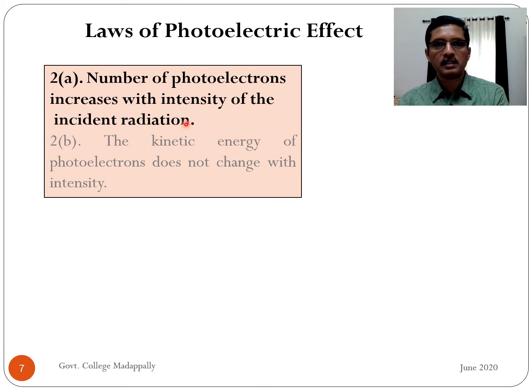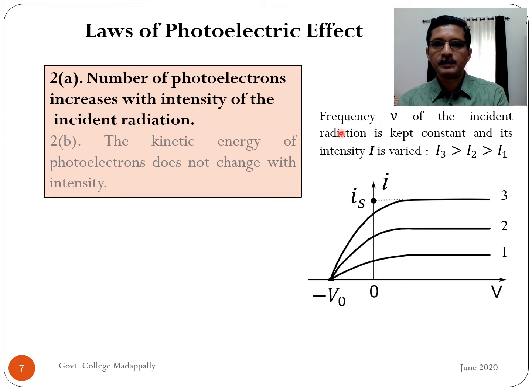Let us look at this result graphically. Keep in mind the experimental setup from one of the previous slides. The frequency nu of the incident radiation is kept constant and its intensity capital I is varied. Here we have three cases: intensity I1, I2 and I3, where I3 is greater than I2, which is greater than I1. What we see is that as the intensity of the incident radiation increases, keeping frequency constant, the photoelectric current increases.